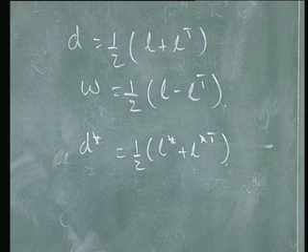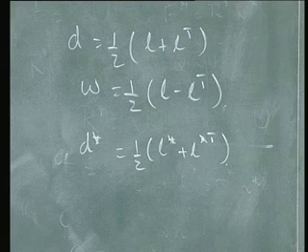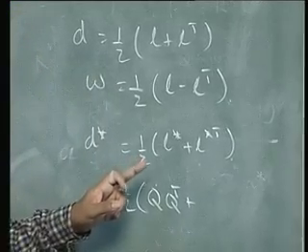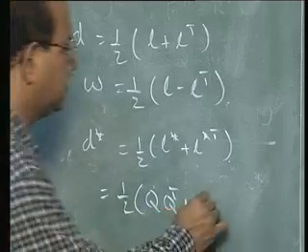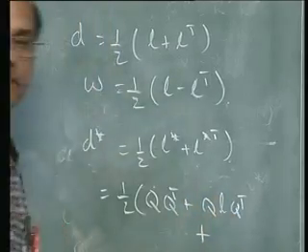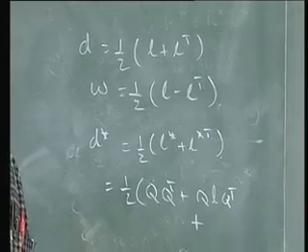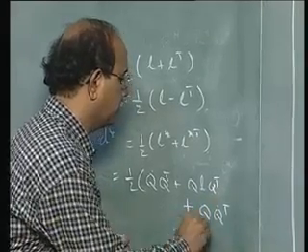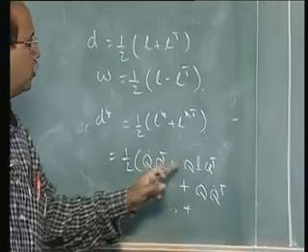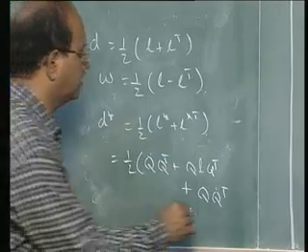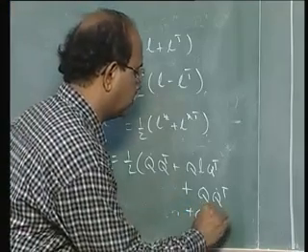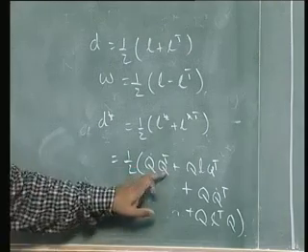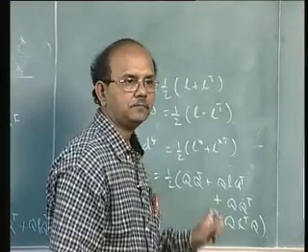Now L star I know how it transforms, so you can write that down. For example, that is half into Q dot Q transpose plus the second term, Q L Q transpose, plus the transpose of this, Q dot transpose plus, it will be the same, Q L transpose Q transpose. Let us see what happens to this. Let us look at these two terms, Q dot Q transpose plus Q dot transpose. What happens to these two terms?